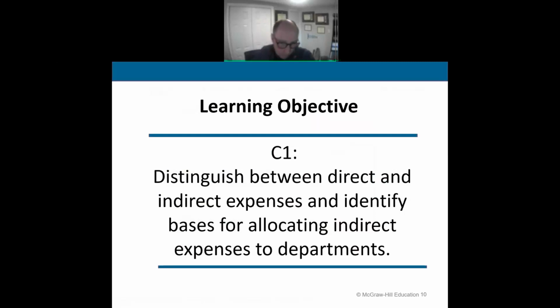Now, we talked about our cost centers. We talked about our profit centers. We talked about our investment centers. And we talked about the reporting.